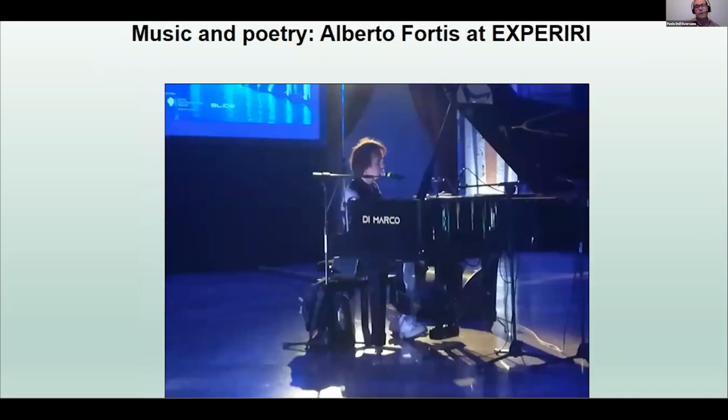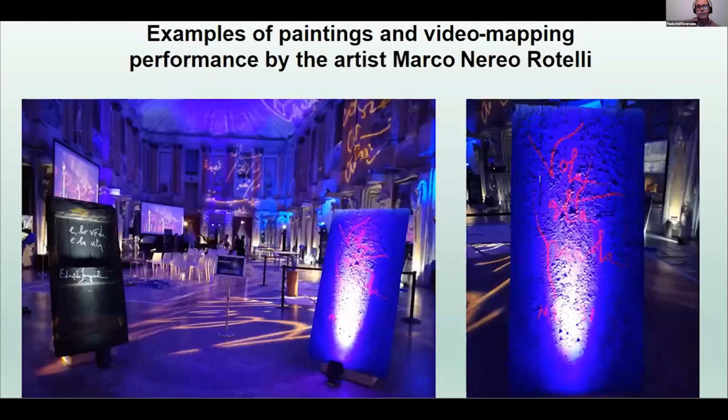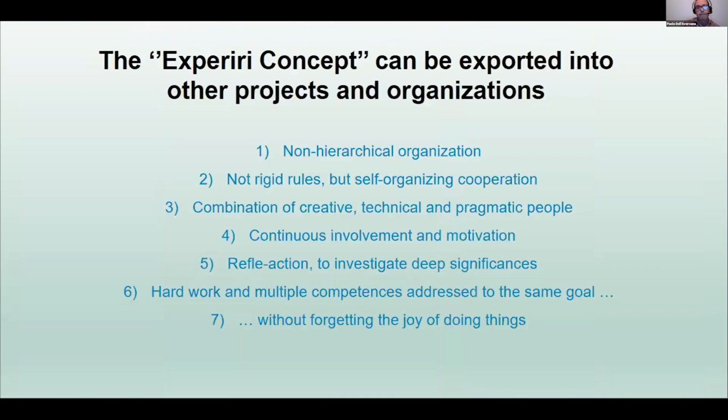And here we have, in the same room, in a different moment, the performance of the singer Alberto Fortis, a combined performance of music and poetry. And here we have other examples of paintings and video mapping performance by the artist Rotelli.